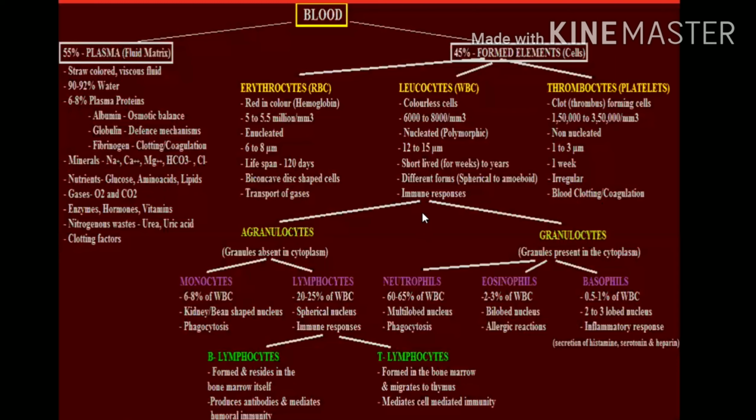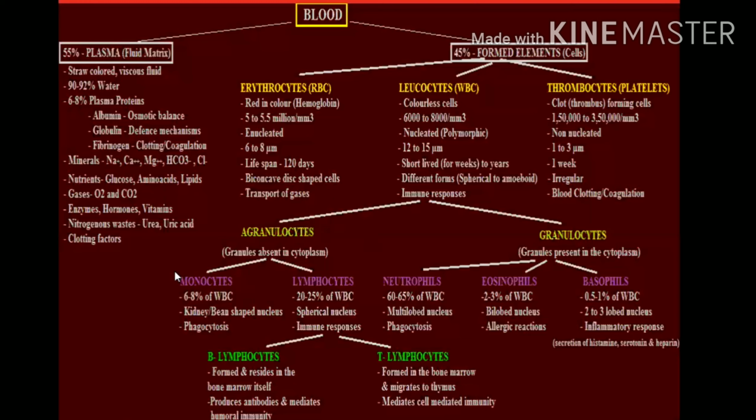Leukocytes are further broadly classified into agranulocytes and granulocytes. This is mainly based on the presence of stainable granules in the cytoplasm. Agranulocytes, in which granules are absent, are further divided into monocytes and lymphocytes. Granulocytes, in which granules are present in the cytoplasm, are divided into neutrophils, eosinophils, and basophils.